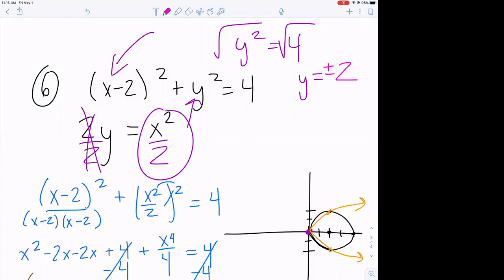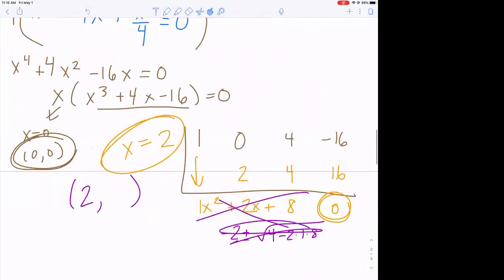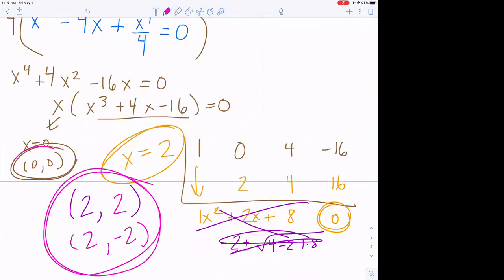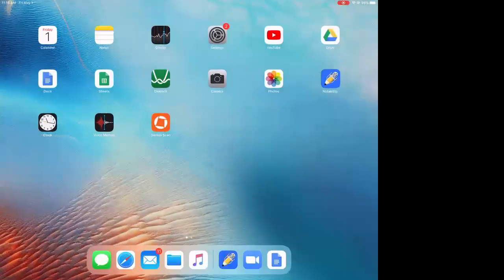Everybody with me? Right. So that actually means that (2, 2) is an answer, and (2, -2) is an answer because we had to square root that. So boom, actually this and this are all our answers. And my guess is that Desmos is going to show something like that. I mean, that's super, super good. That is nasty.